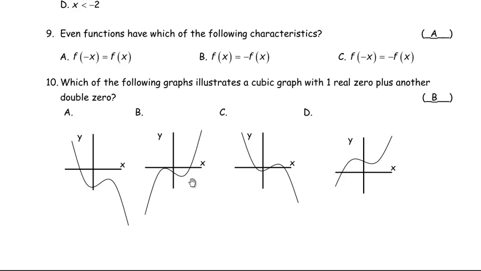Number 10, which of the following graphs illustrates a cubic graph with one real zero, plus another double zero? And that would be B here. There's a double root here because it just bounces off the axis, and then there's a real root right there. This one actually has 3 different real roots, those 3 points. This would only have one real root, and this doesn't dip down and cross the x-axis, so there are no real roots associated with that. And the same with this one. That local maximum doesn't cross the x-axis, so one real root here, and that would be it.